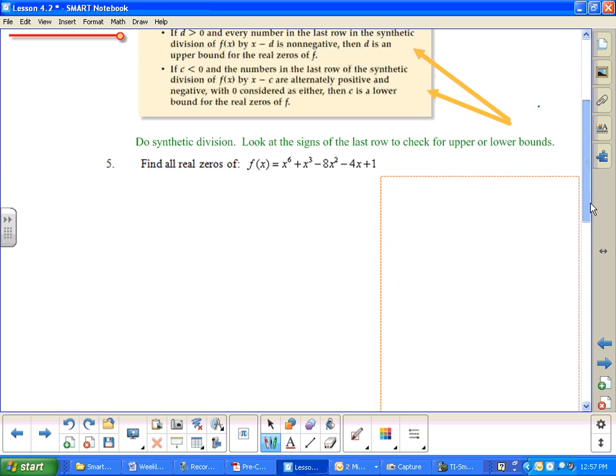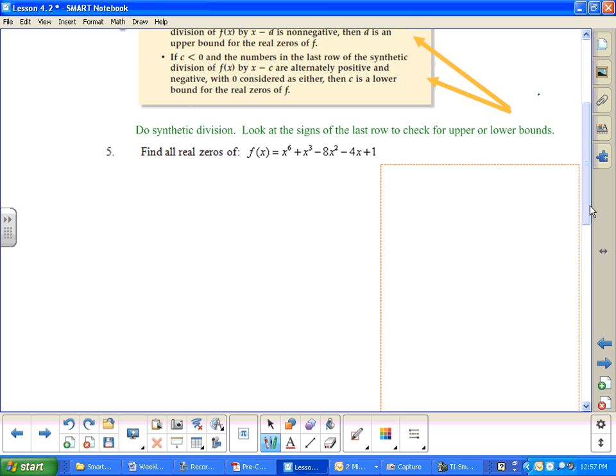All right. So here we have a 6-degree polynomial, and we want to find all the real zeros of this. And we're going to use the bounds test to determine whether or not there are more to the left or right of it. So it says do synthetic division, look at the signs of the last row to check for upper or lower boundaries. Okay, so let's graph this.